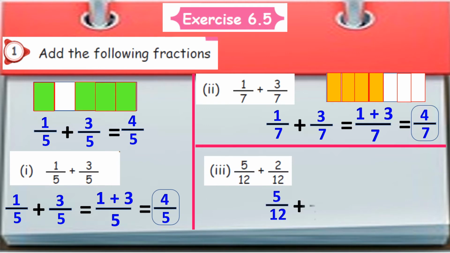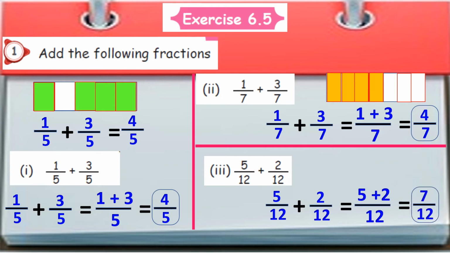5 by 12 plus 2 by 12. It's very easy. So 12 at the bottom. In the numerator, we have to add 5 plus 2. That is equal to 7 by 12. That's it.